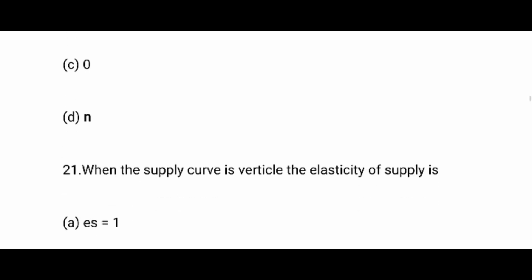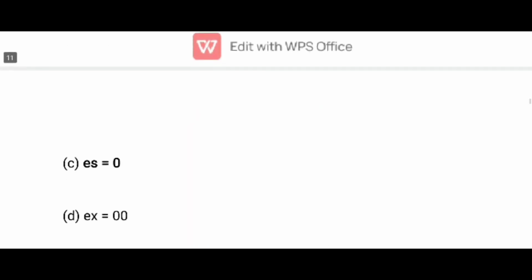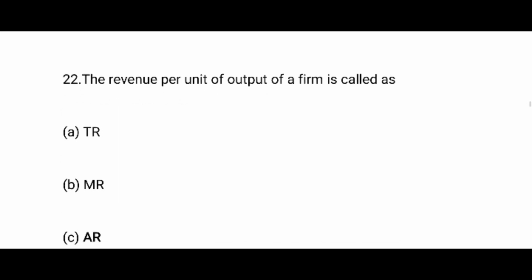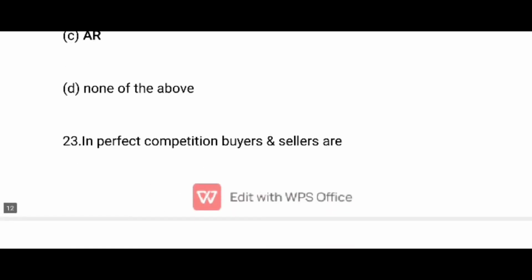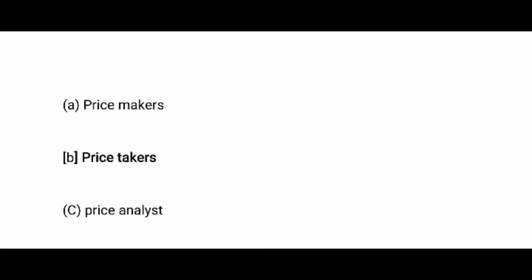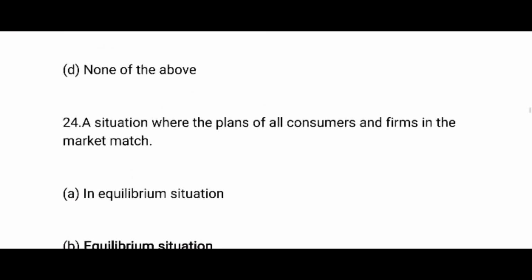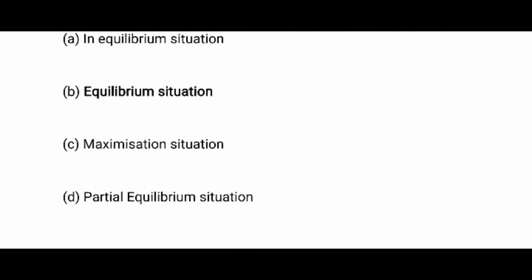The firm's profit is denoted by pi. Pi means profit. When the supply curve is vertical, the elasticity of supply is zero. The revenue per unit of output of a firm is called AR, that is average revenue. In perfect competition, buyers and sellers are price takers, not price makers. Monopoly is a price maker, and in perfect competition they are price takers. A situation where the plans of all consumers and firms in the market match, we call the equilibrium situation.